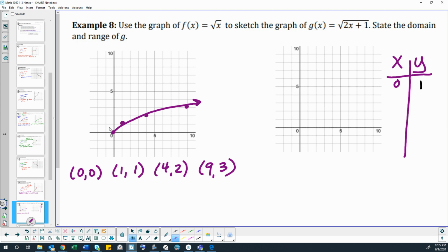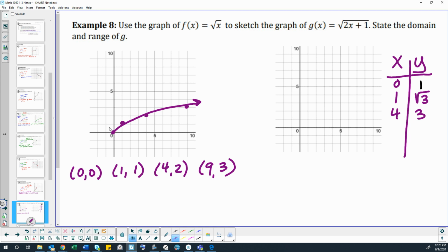Well, let's just keep going. The numbers might get ugly. Okay, plug in 1 just for fun. So 2 times 1 plus 1. So I plugged in a 1, but now I have the square root of 3. Weird. All right, let's try 4. I think 4 is going to be better. 4 times 2 plus 1. Square root of 9. That one is nice.